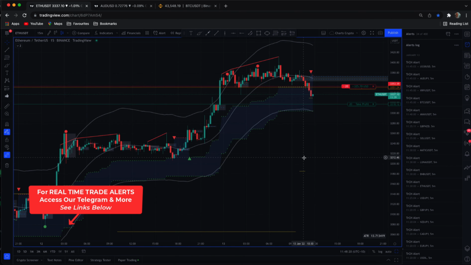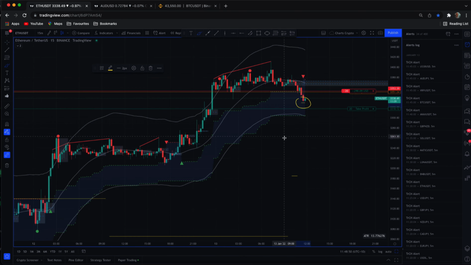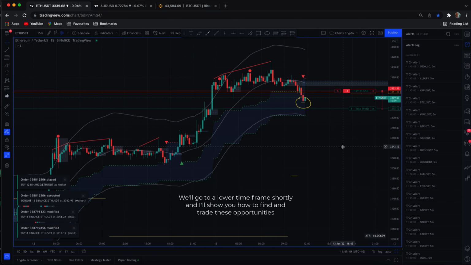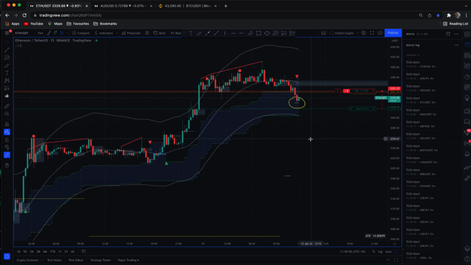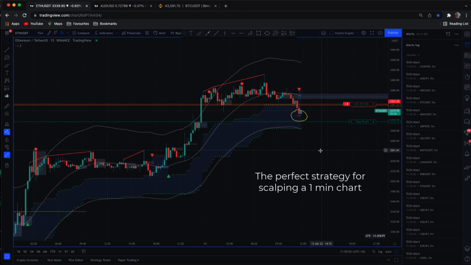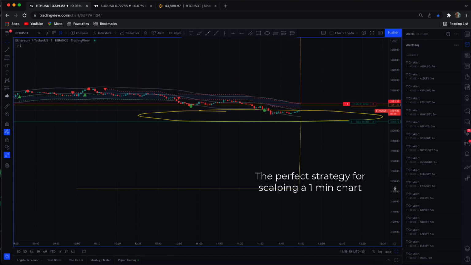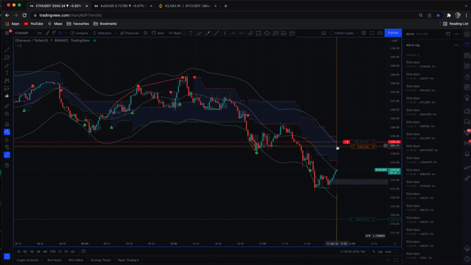Let's go to the charts, and I might just close partial, take 12, money in the bank, and this is risk-free. I've got my stop loss better than break even. So let me show you how we take these trades. This is the perfect strategy for a 1 minute chart. Here we go, 1 minute scalping at its best. And I mean, you can have a lot of fun with this. You sit on the chart as long as you want and enjoy the ride pretty much.